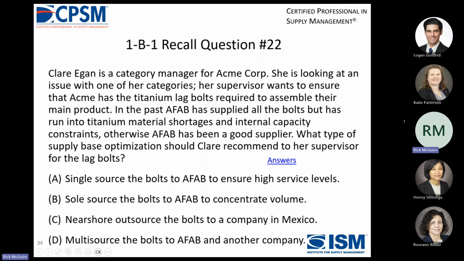All right, so Claire Egan is a category manager for Acme. She's looking at an issue with one of her categories. Her supervisor wants to ensure that Acme has the titanium lag bolts required to assemble their main product. In the past, AFAB has supplied all the bolts, but has run into titanium material shortages and internal capacity constraints. Otherwise, AFAB has been a good supplier. What type of supply base optimization should Claire recommend to her supervisor for the lag bolts?